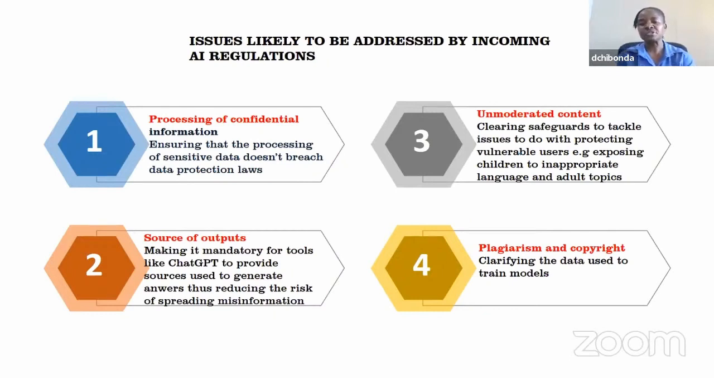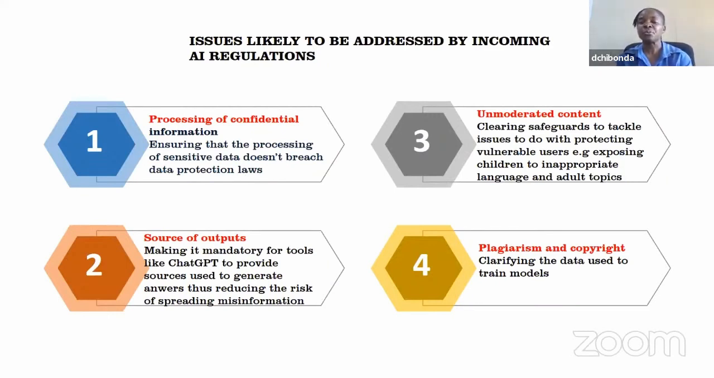Then also issues to do with plagiarism and copyright. This is about clarifying the data that was used to test and to train the models. Like I was telling you before, we need to understand where the data was obtained from, what kind of data was used to train these models so that it can produce the output that it has produced. So these are some of the issues that will likely be addressed by incoming AI regulations.